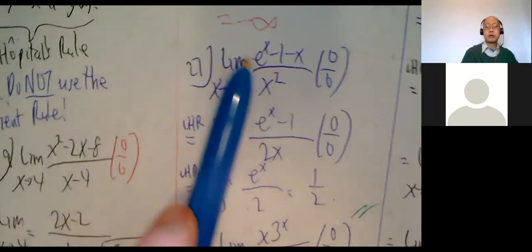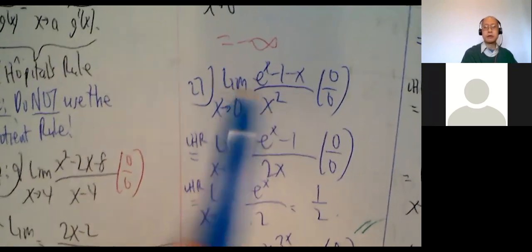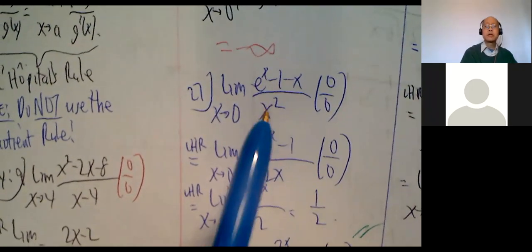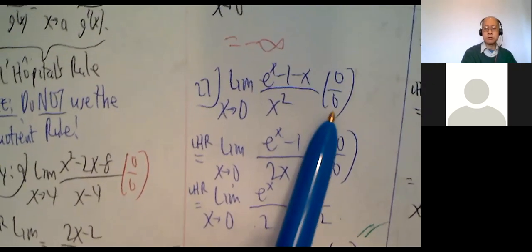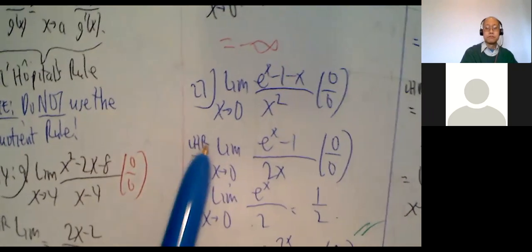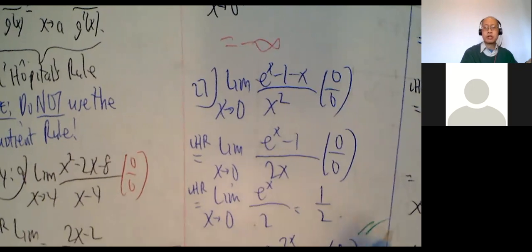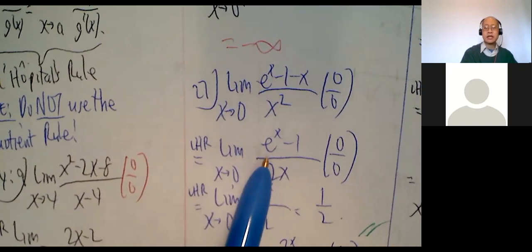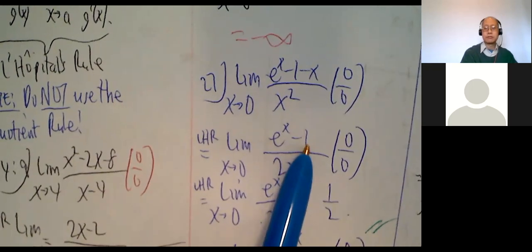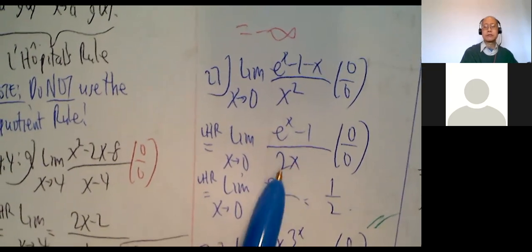All right, x approaches 0. e to the 0 is 1, minus 1, minus 0. So the top is 0. Divided by 0 squared, also 0. 0 over 0. So I can do L'Hopital's rule. Differentiate the top, differentiate the bottom. Derivative of e to the x is e to the x. Derivative of -1 is 0. Derivative of negative x is -1. All over derivative of the bottom, 2x.